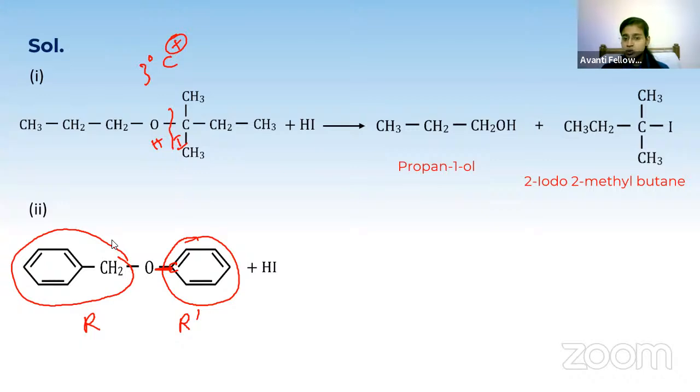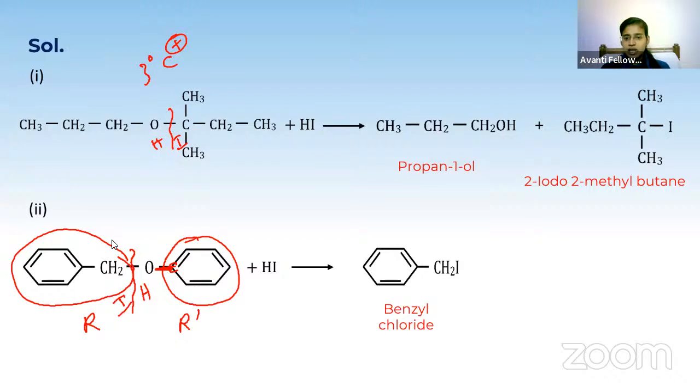And it is also highly stable. So we cannot break that aryl oxygen bond. So the CH2-O bond will get cleaved, and hydrogen always goes to oxygen and the nucleophile iodine will go to CH2. So what are the products formed?